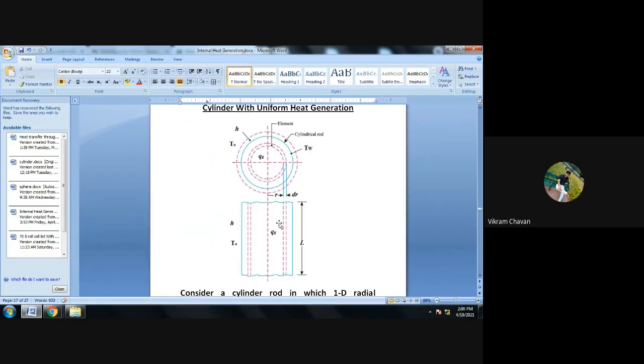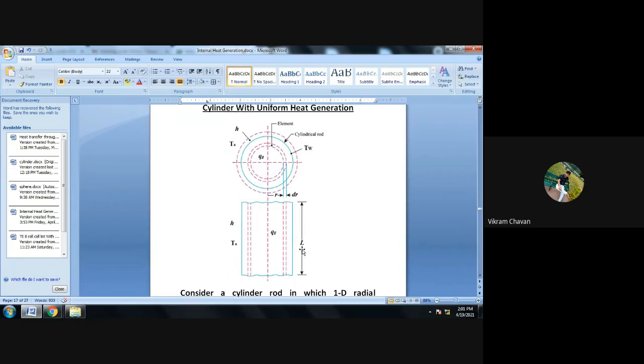Rod means what? It is a solid material. It is completely filled and doesn't have any cavity inside. So we are going to consider one rod. This is the top view of that particular rod, and this is the front view of the rod. In the top view, we get the cross section of the rod, and in the front view, we get the length of the rod.